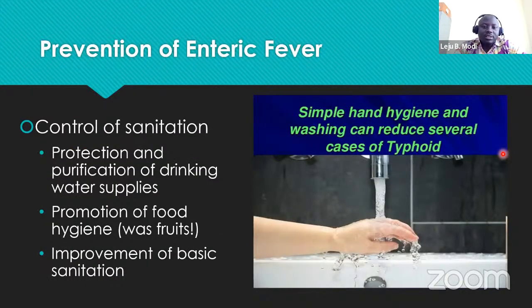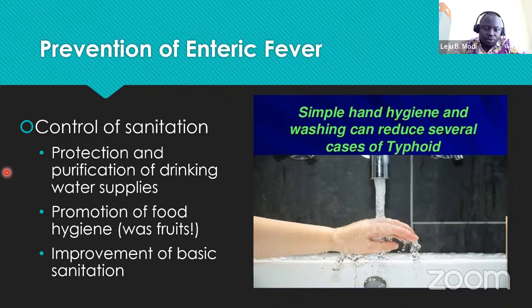How do we prevent typhoid infection? Control of sanitation is one very important thing. Our source of drinking water, we need to drink purified water or at least decontaminated water or chlorinated water, something like that.